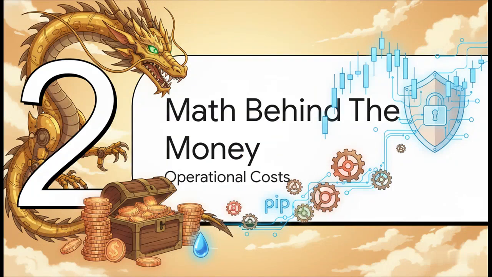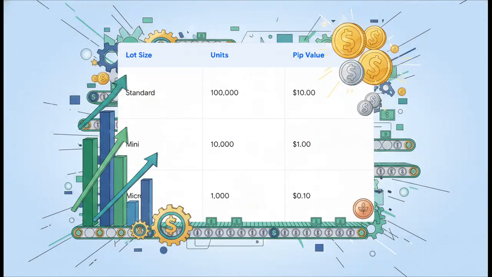Moving into Section 2, math behind the money. Because, look, knowing the value of a single pip is completely useless if you don't know exactly how to protect it. That brings us to the operational costs of your new business, where we connect the abstract concept of a pip to your actual hard-earned capital. This perfectly illustrates your inventory management.